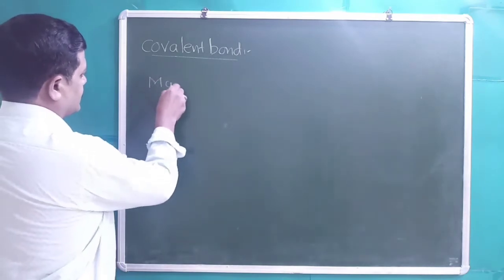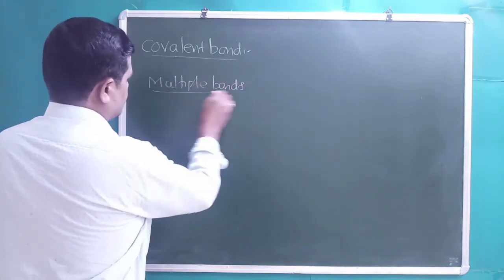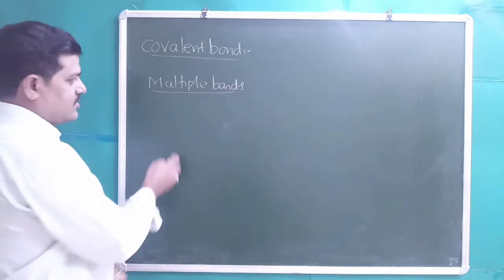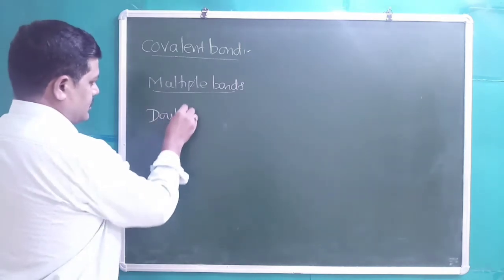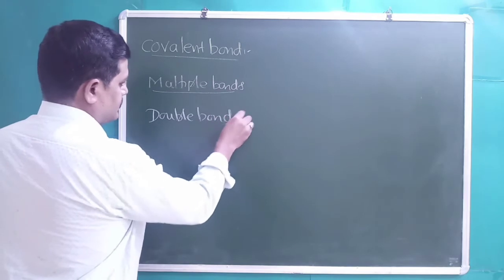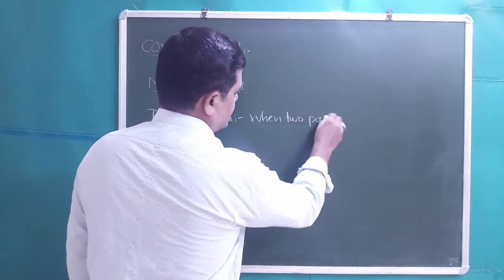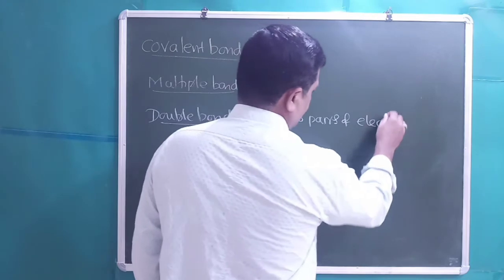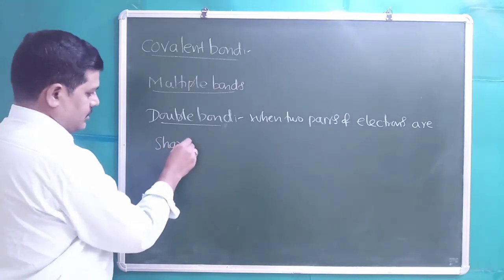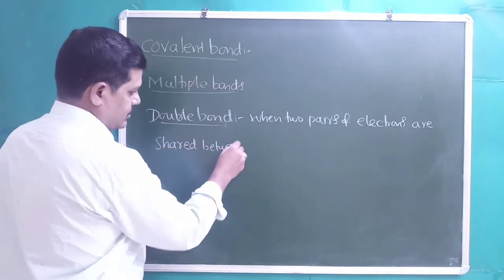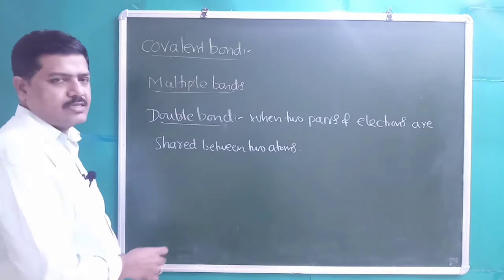Multiple bonds. When two pairs of electrons are equally shared between two atoms, that is called a double bond.